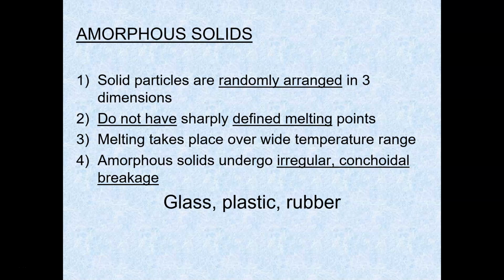Conchoidal fracture is a smoothly curving fracture surface of fine-grained materials which have no planar surfaces of internal weakness or planes of separation. That means there's no cleavage. Obsidian is famous for its conchoidal fracture surface. A few examples of amorphous solids are glass, plastic, and rubber.